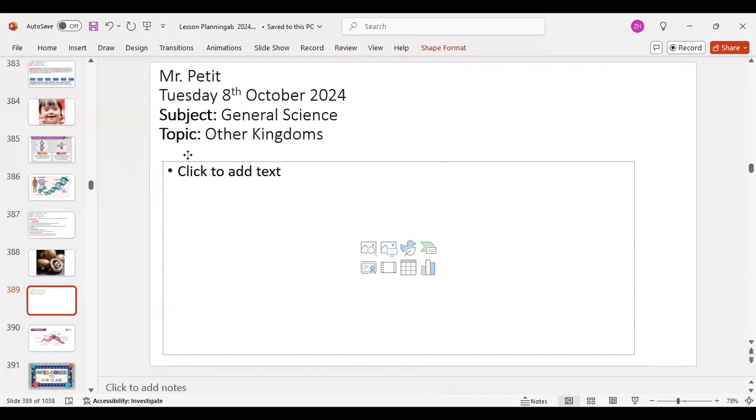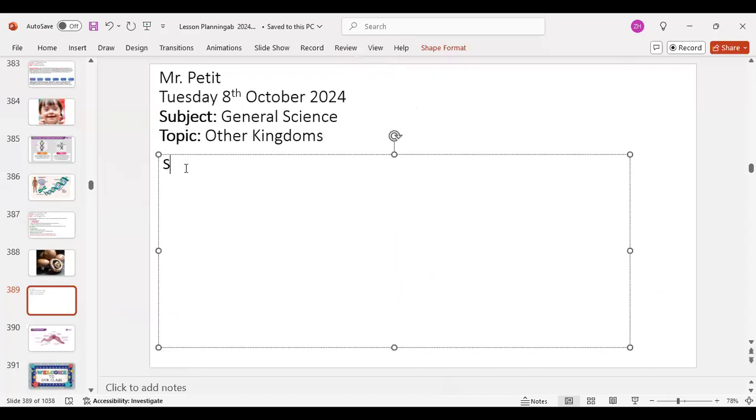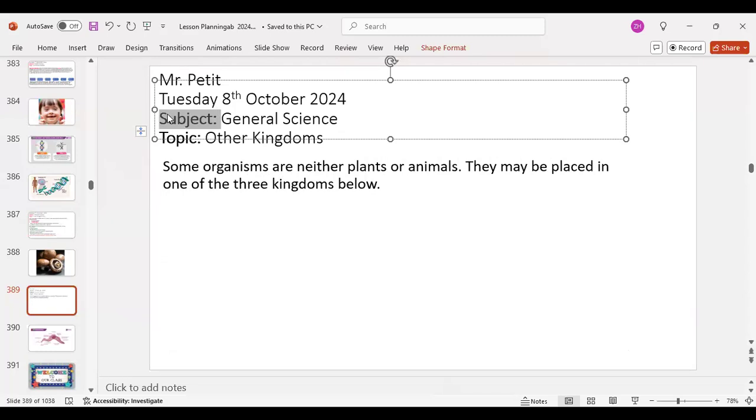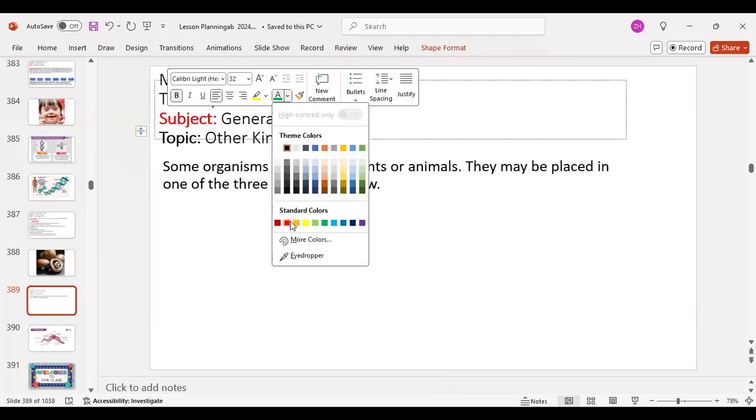All right, so this first statement is: some organisms are neither plants nor animals. They may be placed in one of the 3 kingdoms below. The fungus kingdom, bacteria, and protozoa.